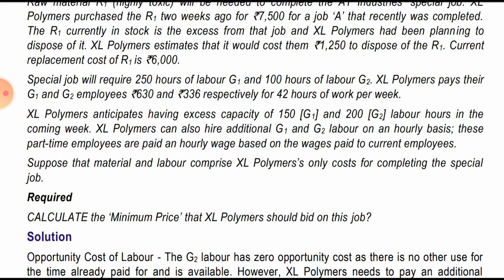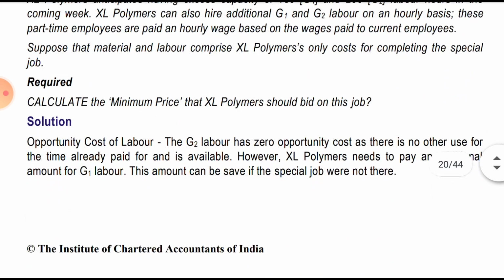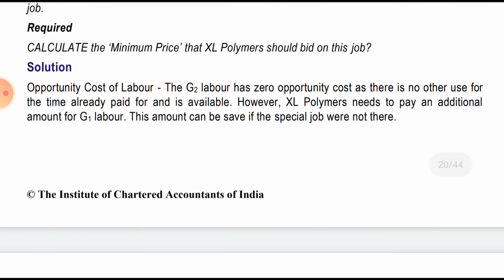So what they had asked is what shall be the minimum price? So the minimum price we should charge is 250. Excel should charge 250 to 80 Industries. So we'll quickly go through the solution.